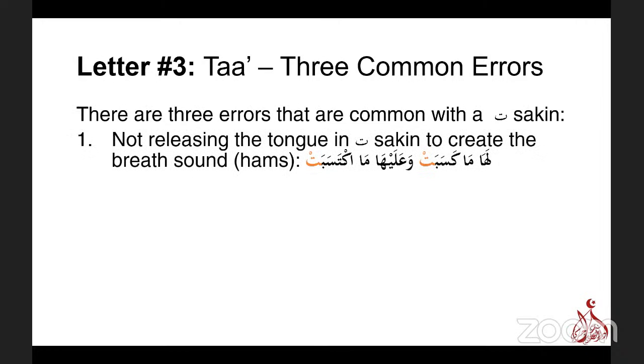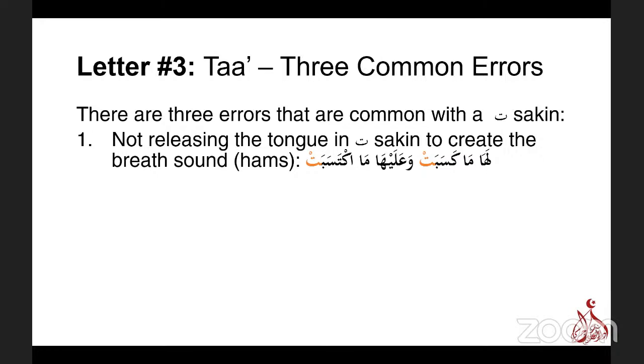Number one, which was what we were talking about, not releasing the tongue in ta sakin to create the breath sound. For example, if someone doesn't release their tongue, they're going to say laha ma kasabat wa alayha ma iktasabat. That's wrong, because the breath sound, the hams, didn't come out. If you say laha ma kasabat wa alayha ma iktasabat, that's wrong because the hams didn't come out. It should be laha ma kasabat wa alayha ma iktasabat.